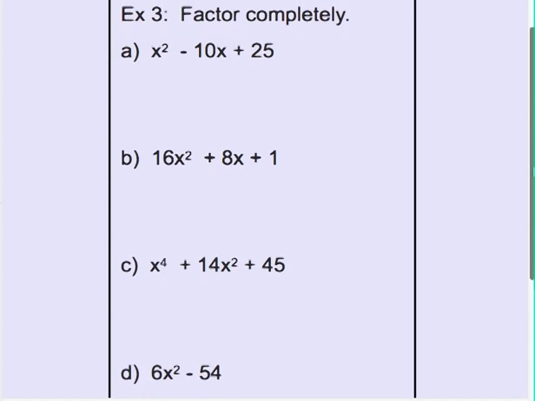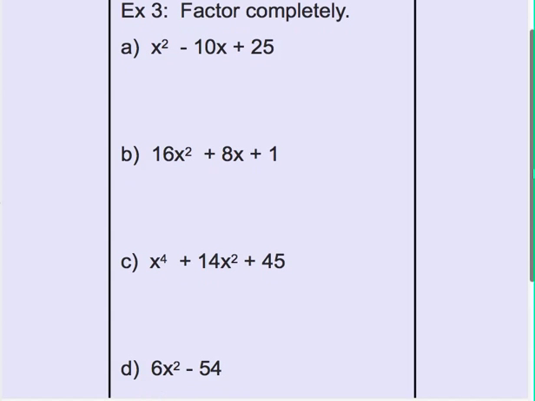So the first one, hopefully you recognize that this is a trinomial. The lead coefficient is 1, so we can use the t-chart on this one. What multiplies to positive 25 and adds to negative 10? That is negative 5 times negative 5. Now, notice that those binomials are the same. I would like you to simplify this as (x - 5) squared.